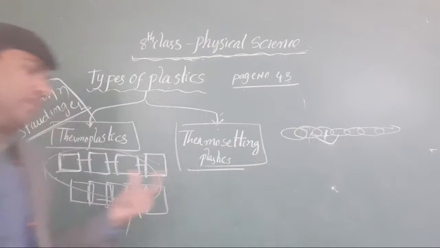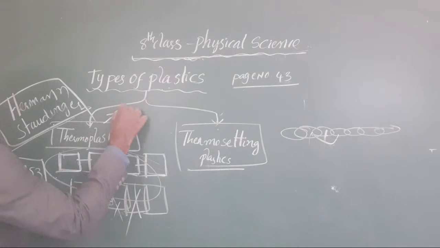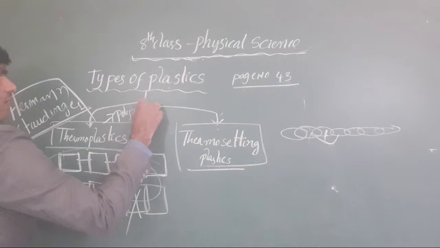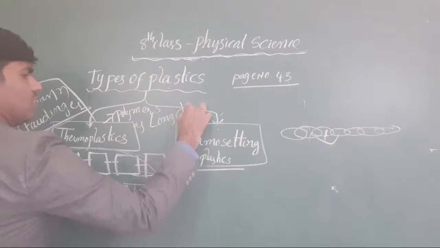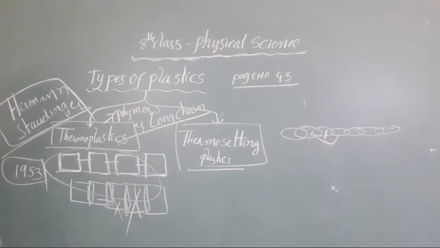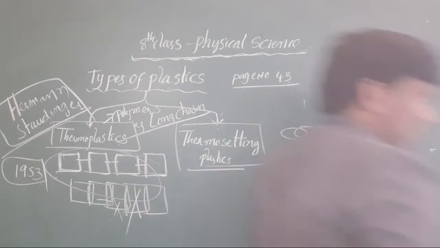Yes, and for this purpose Staudinger got the Nobel Prize. What did he demonstrate? He demonstrated that polymers are long chain molecules. Polymers are long chains. That's why molding is possible. Got it or not? This is only about our thermoplastic.